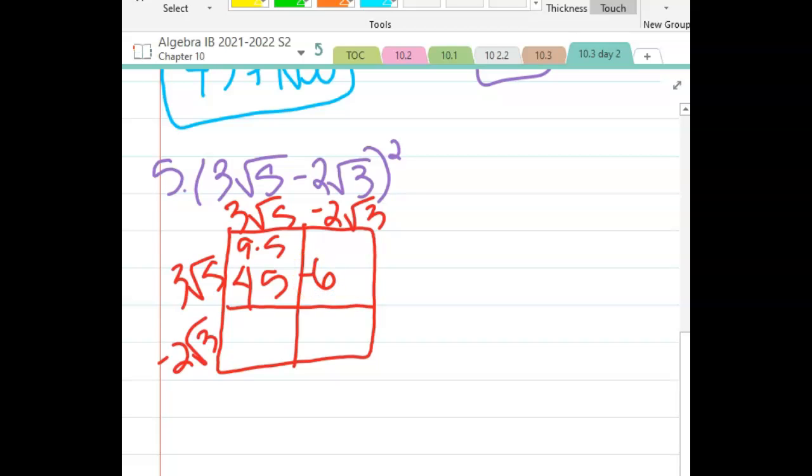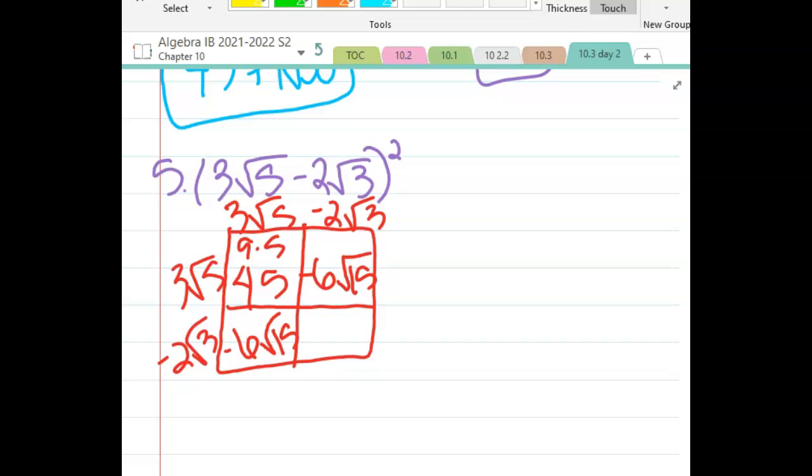And then multiply your radicals. The square root of 5 times the square root of 3. 5 times 3 will give you the square root of 15. 100% of the time when you have a quantity squared, this box is going to be the exact same thing. Also negative 6 square root of 15. And then my last box.